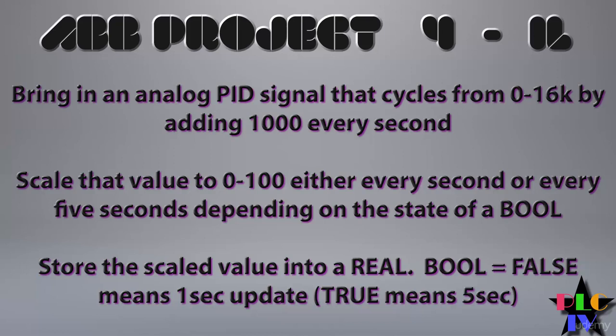So we've got a few different things going on in here. We've got an input signal coming in, which no matter what is constantly going to be changing. Every second it's going to be 1,000 more until it gets up to 16,000, and then it's going to reset to 0 and still keep counting. Then we're going to be scaling that. From 0 to 16,383, we're going to be scaling that from 0 to 100. But depending on the status of our toggle, our Boolean, we're going to be updating our scaled value either every 1 second or every 5 seconds. And we're going to do 100% of this in instruction lists.